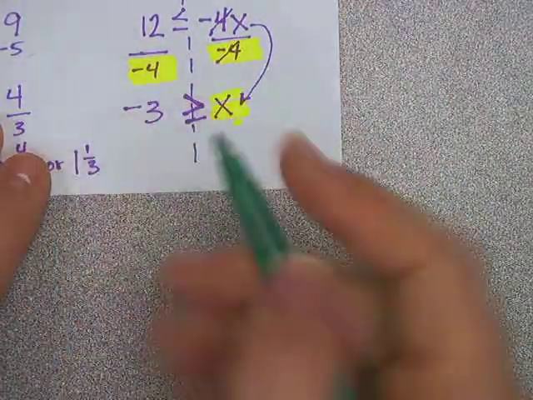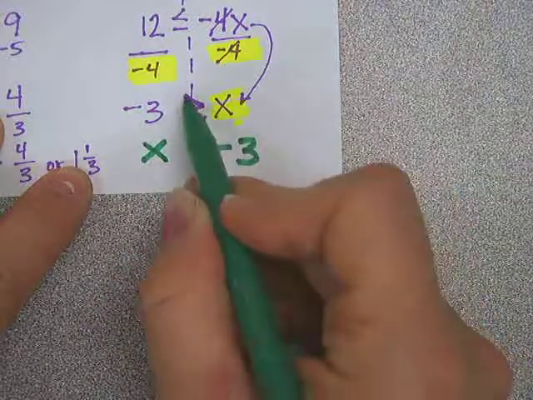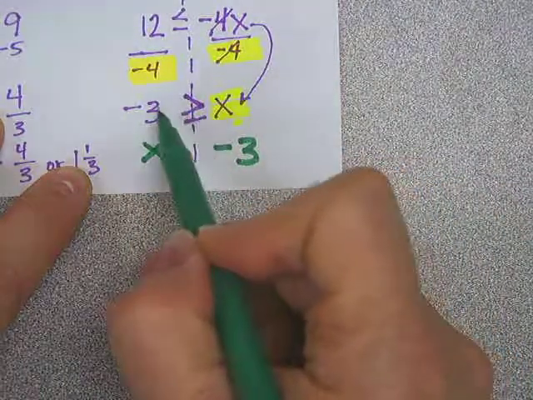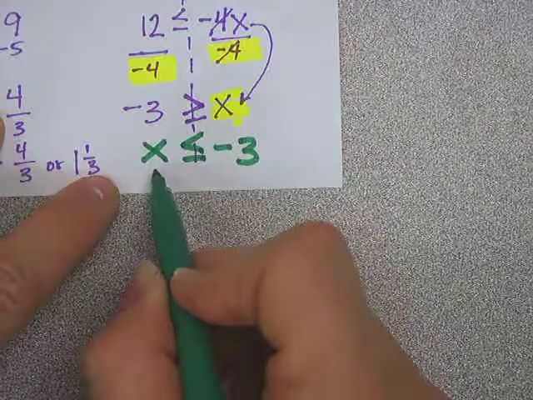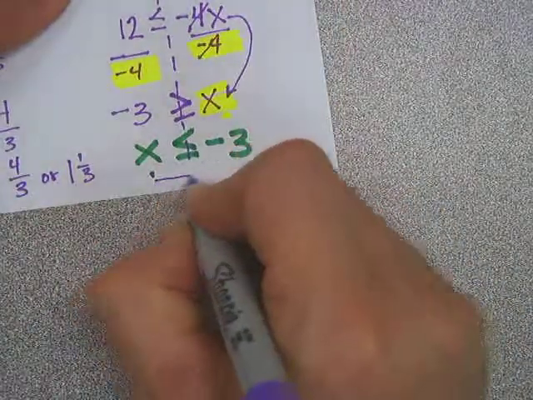If that's tricky for you to read, flip the whole thing over. So let's put the x here, the -3 here, and let's make the symbol still opening towards the -3, eating the -3. So when we do that, this is read, x is less than or equal to -3.